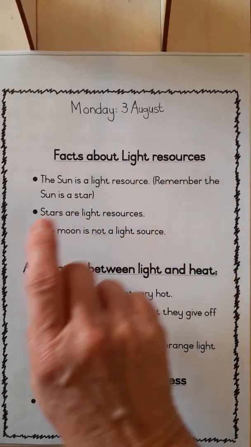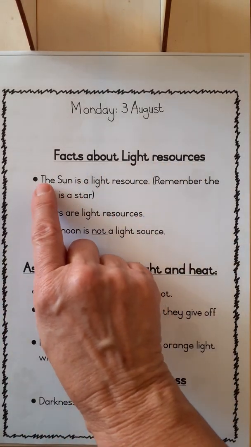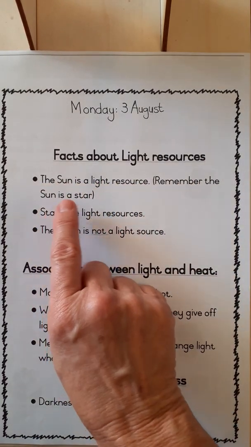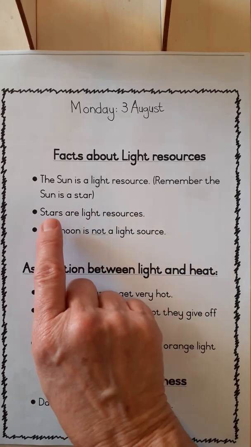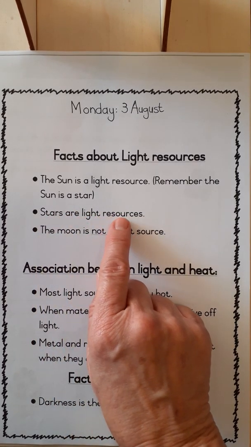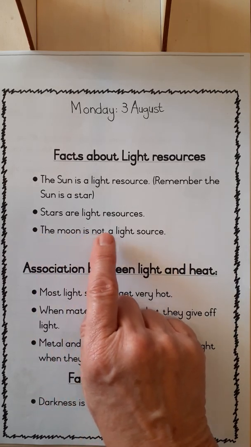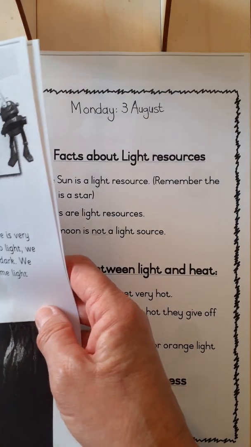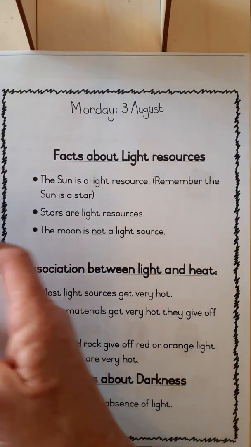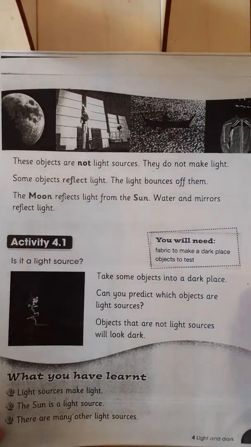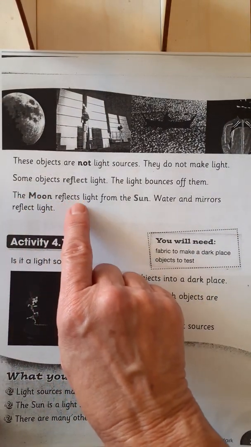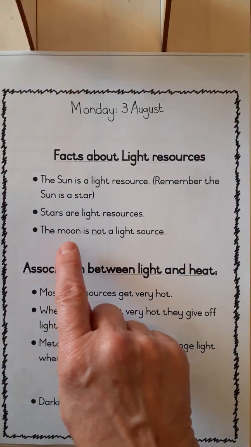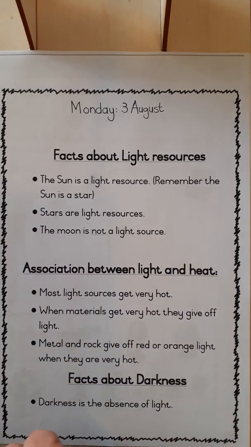Facts about light sources, which you have to memorize. The sun is a light resource. Remember, the sun is a star. Stars are light resources. The moon is not a light resource. Can you remember what we read here somewhere here? Let me just see. Here. On page 39 we read, the moon reflects the light from the sun. Okay? That is why the moon is not a light resource.